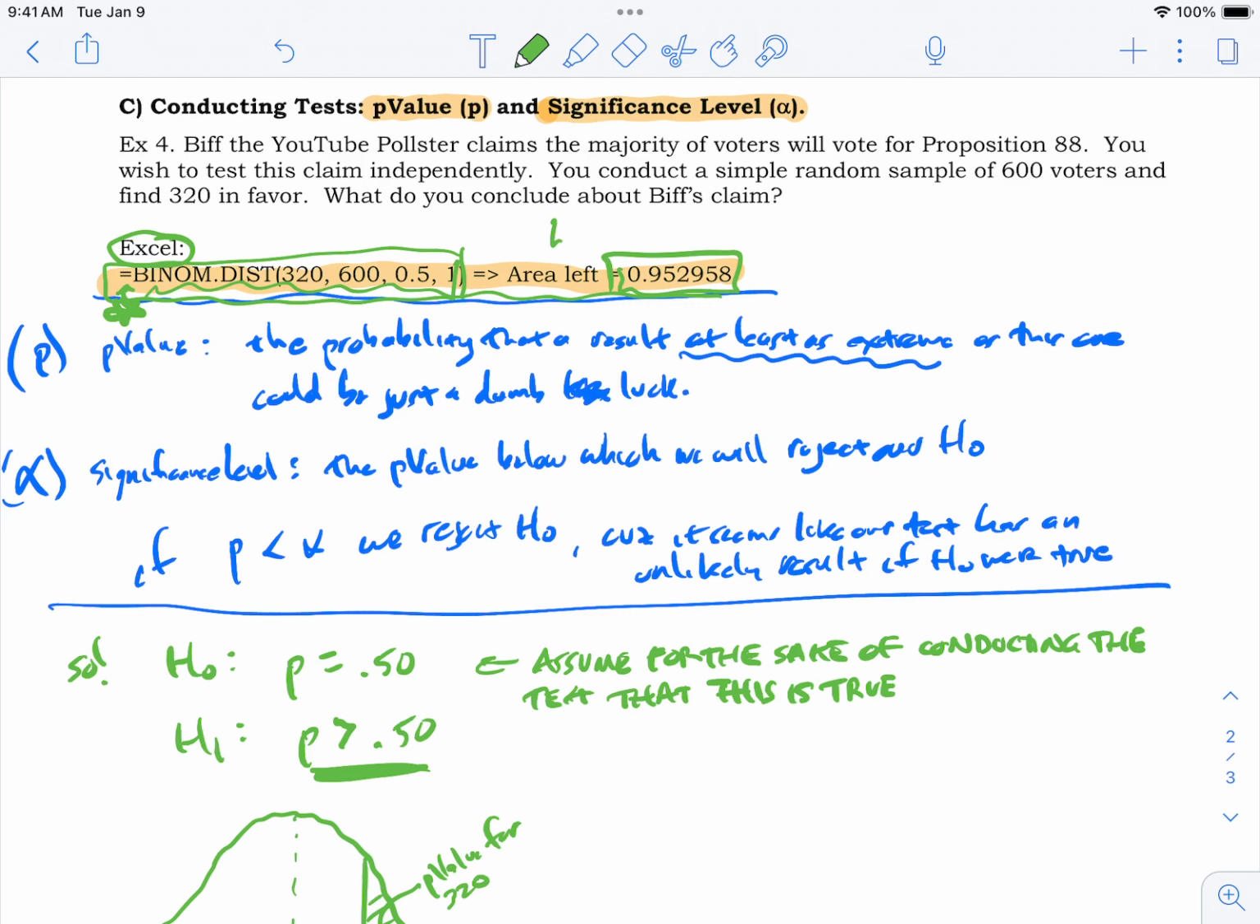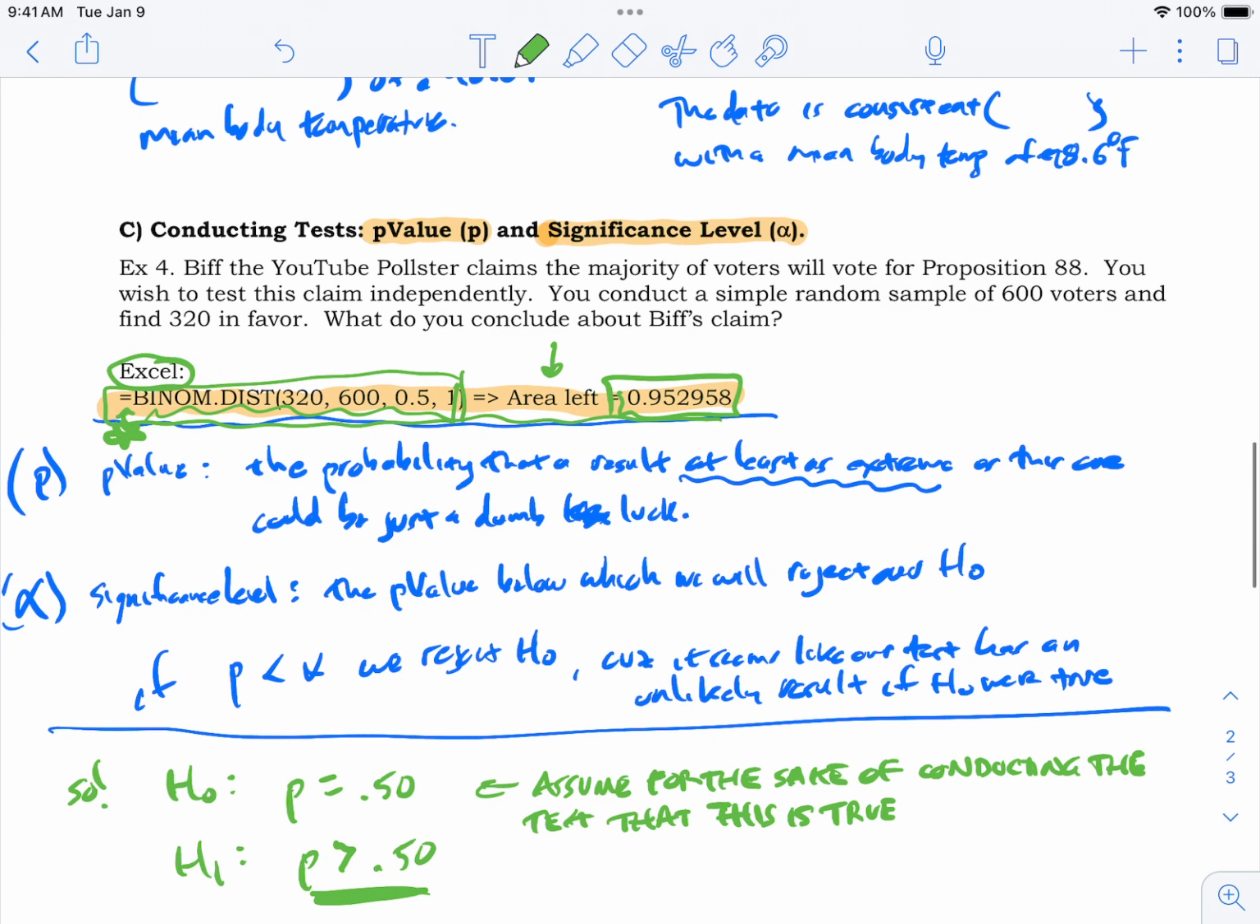And what that represents is the area left. Area left of what? Well, it says binomial distribution, and notice here's our 320 and our 600. We put those two numbers there, right? So that's like how many did we get, and that's like how many trials did we have, and that's the assumption right here, the H0 assumption that it's a 50-50 probability. That's what we're testing. We're testing, is it really 50% or is it greater than that? That's our cutoff, if you will. And the 1 is for cumulative area left.